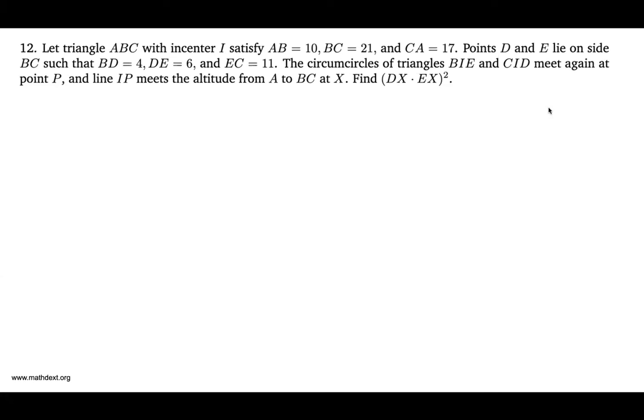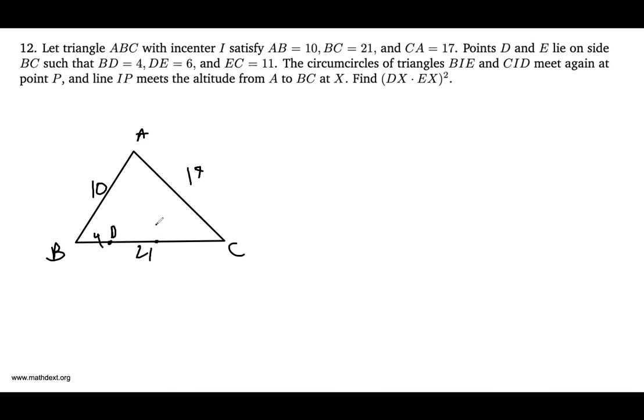So first of all, let's draw a diagram to get an idea of what this problem is saying. Let's draw a triangle ABC. AB equals 10, BC equals 21, and CA equals 17. So this is A, this is B, and this is C, where the sides are 10, 21, and 17. Points D and E lie on side BC such that BD is 4, DE is 6, and EC is 11.